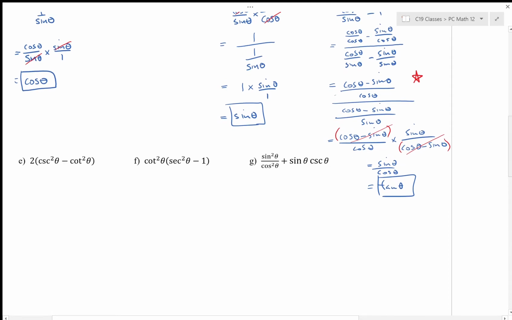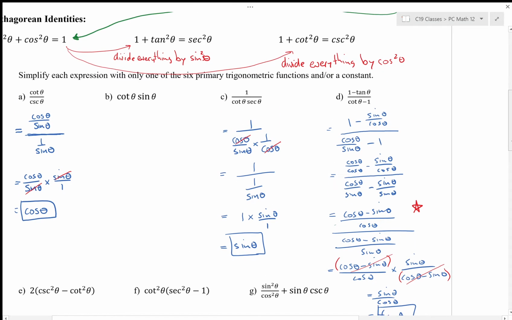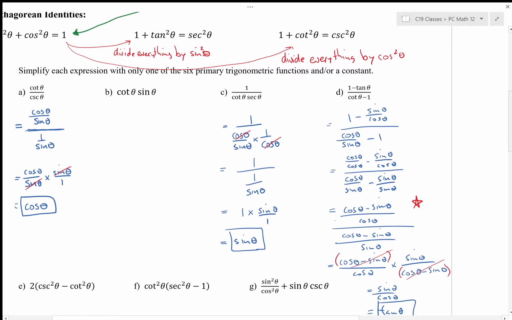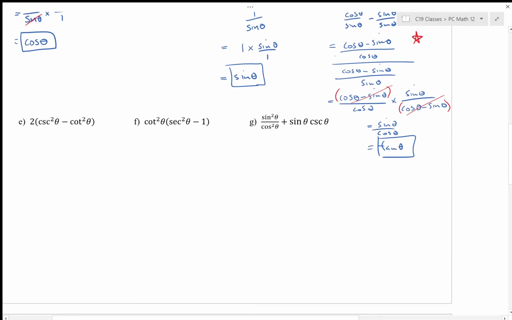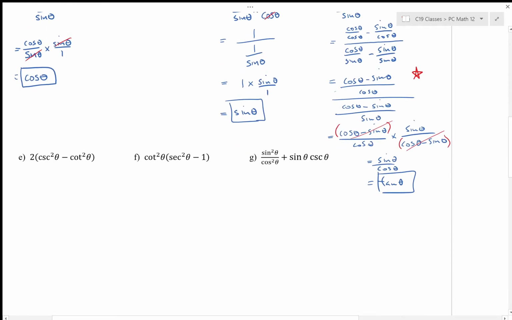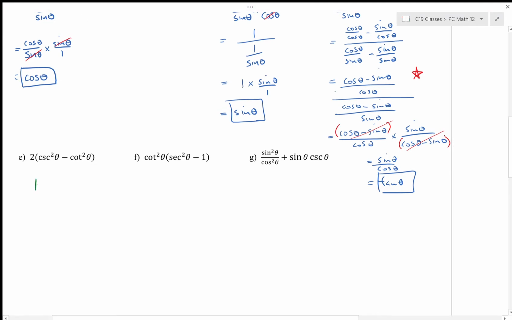So first of all, let's do our letter E. And it has cosecant squared theta and cotangent squared theta. So if you look at the third Pythagorean identity at the top, it has cosecant squared theta and cotangent squared theta. So I'm just going to write that one out again in green here: 1 plus cosecant squared theta equals cotangent squared theta. Now this is the actual identity above.